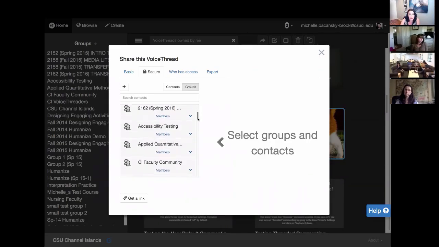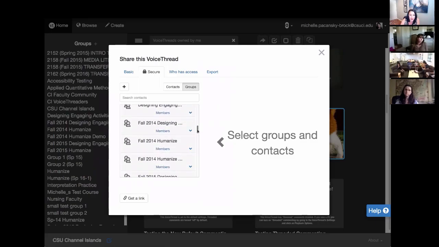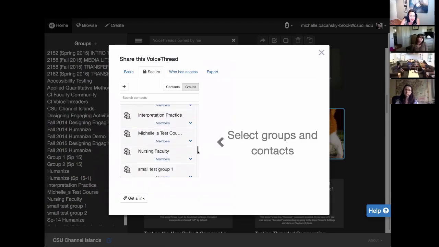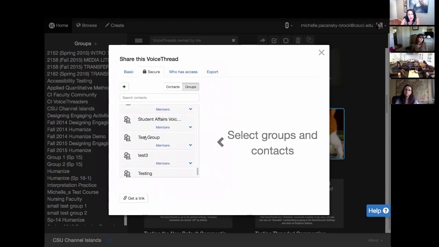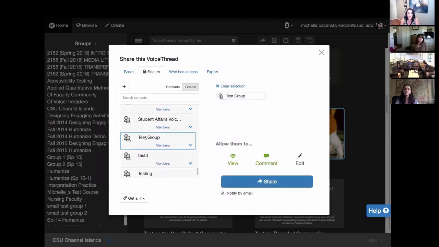So all of these are groups that I have in here. I manually have one that I created called test group. So I can just click there. And now what it defaults to is it allows them to view and comment.